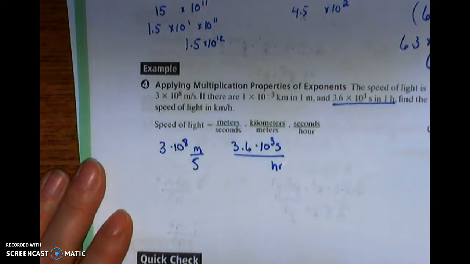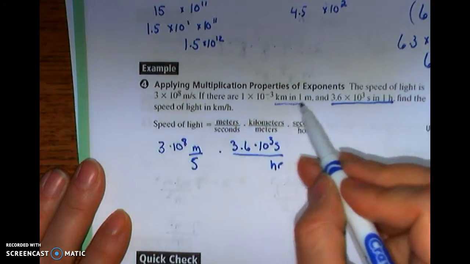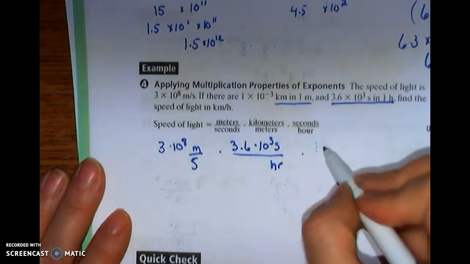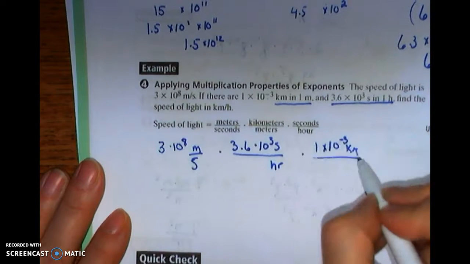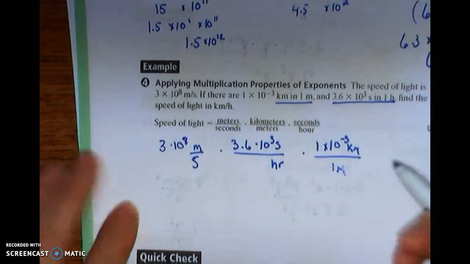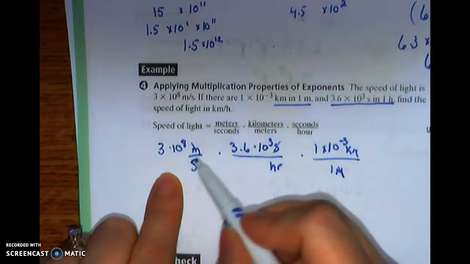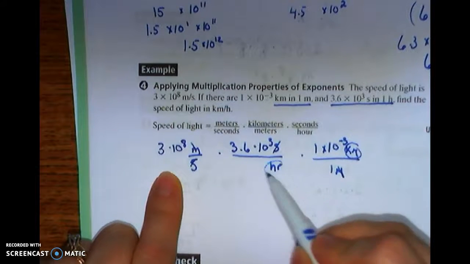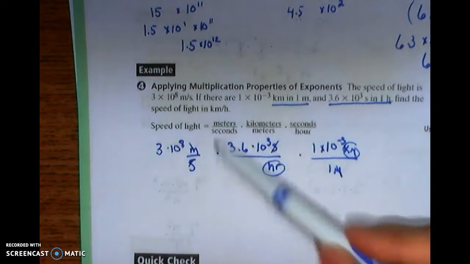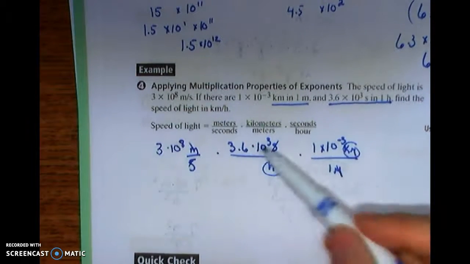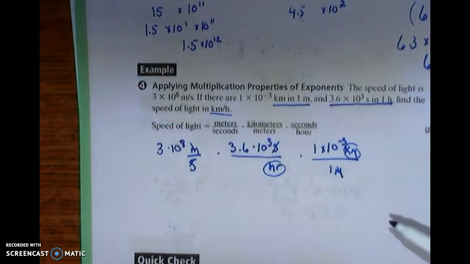Okay? And then let's get our meters to kilometers using this one. 1 times 10 to the negative third kilometers per meter. Think about your units. Meters per meters cancel out, seconds and seconds. So the only units that are left are kilometers per hour. This is what we call factor label. Again, because we can label our units and see what's left. And that tells us what our answer is, or what we want our answer to be in.